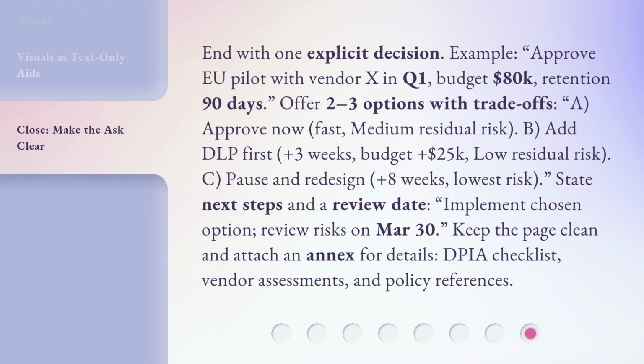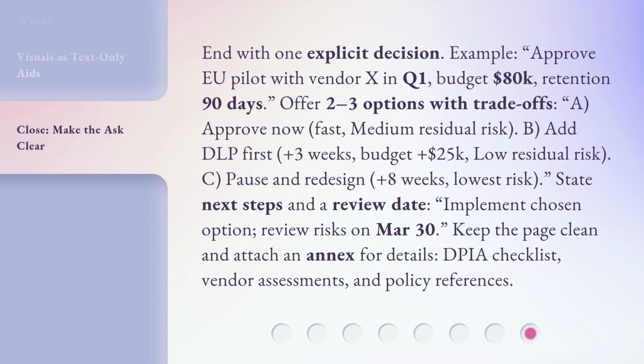A. Approve now. Fast, medium residual risk. B. Add DLP first. Plus 3 weeks. Budget plus $25,000. Low residual risk. C. Pause and redesign. Plus 8 weeks, lowest risk.